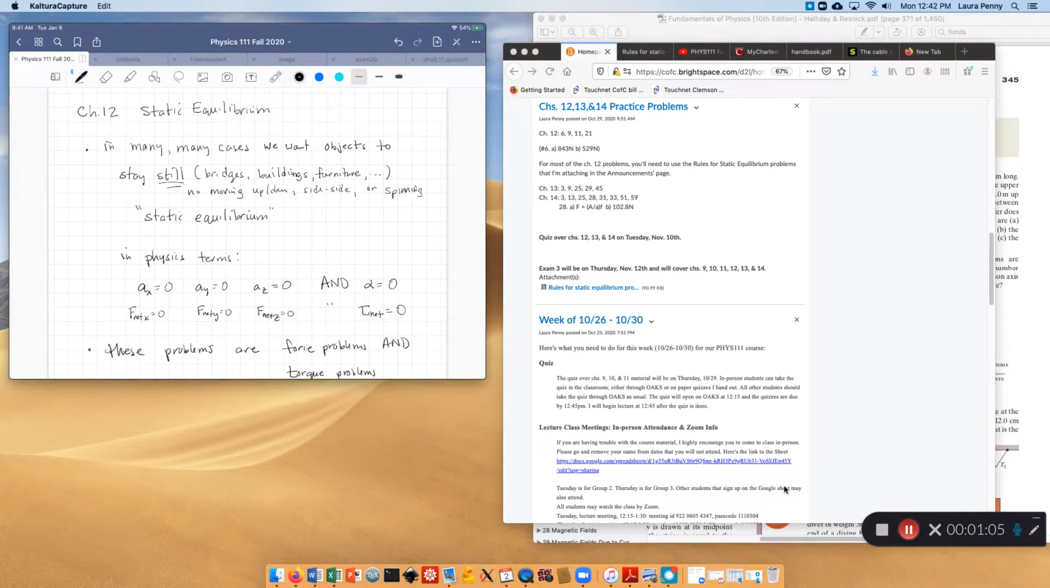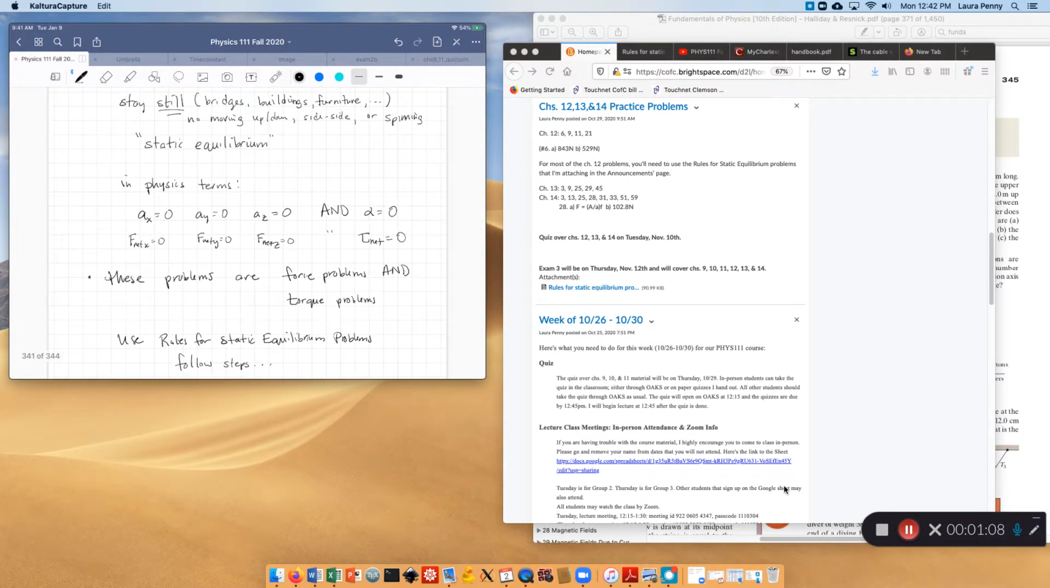In physics terms, if something is not moving at all, we would say that its acceleration is zero. So overall, its acceleration, which is a vector, is zero. But what that really means is that the x acceleration is zero, the y acceleration is zero, and the z acceleration is zero, which of course means that the F nets of x, y, and z are zero. So when you add up all the forces, and there will be forces acting on our object, when you add them up, they're going to be equal to zero. And then if we also don't want it to spin, no spinning, that means that alpha, the angular acceleration, is also zero, which of course means our net torques are zero.